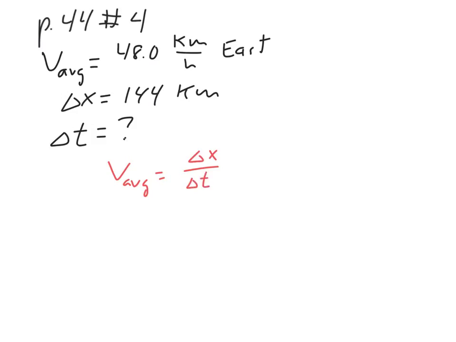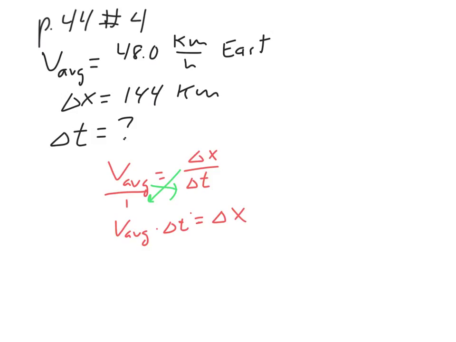And I'm going to do a little bit of rearranging here. So I'm going to do some algebra. I'm going to put V average over 1. And then I can cross multiply. So V average times T, delta x times 1. And now I get V average times T equals delta x.